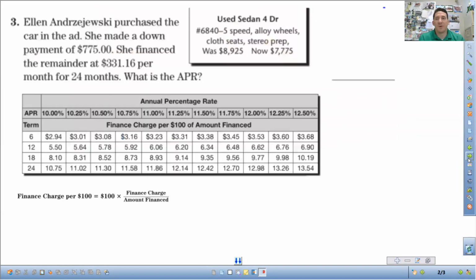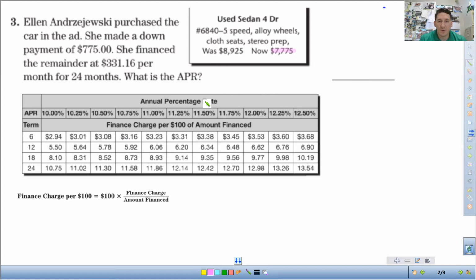Anyway, this is number 3 from the worksheet. We have Ellen, who purchased the car in the ad. She made a down payment of $775. She financed the remainder at $331.16 per month for 24 months. What is the APR? So if you look here, she is buying this used 4-door sedan. She's purchasing it for $7,775. Right? It's on sale, getting about $1,200 off.